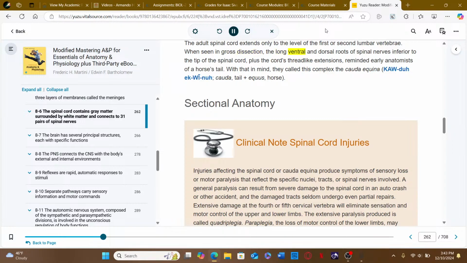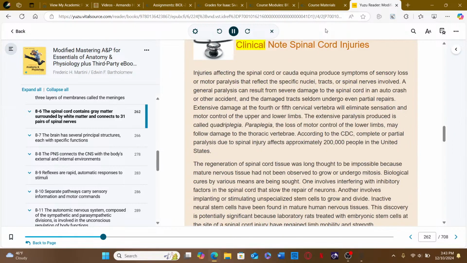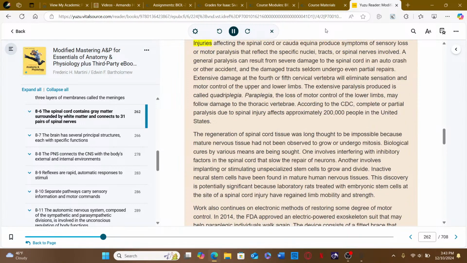When seen in gross dissection, the long ventral and dorsal roots of spinal nerves inferior to the tip of the spinal cord, plus the cord's thread-like extensions, reminded early anatomists of a horse's tail. With that in mind, they called this complex the cauda equina, from cauda, tail, plus equus, horse. Sectional anatomy. Clinical note: spinal cord injuries.